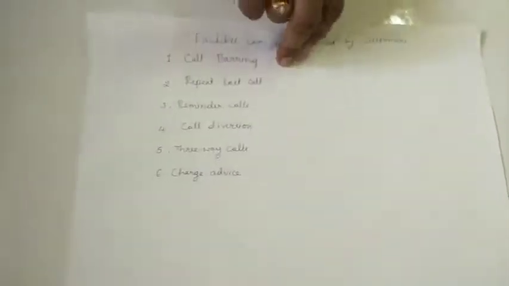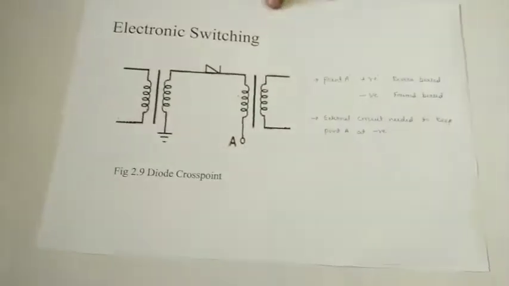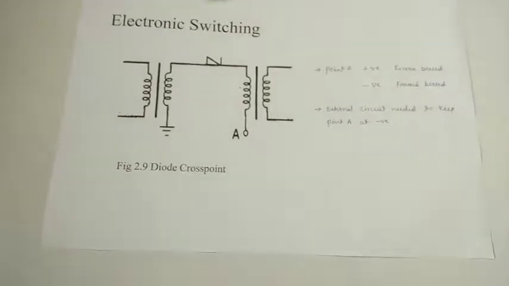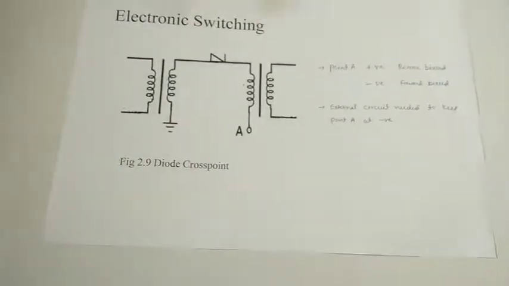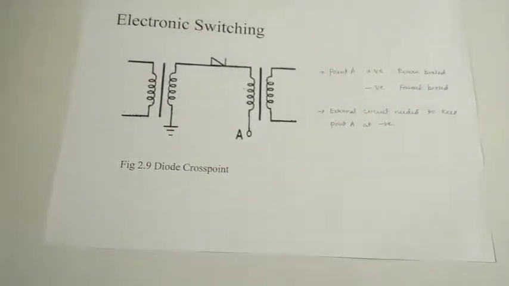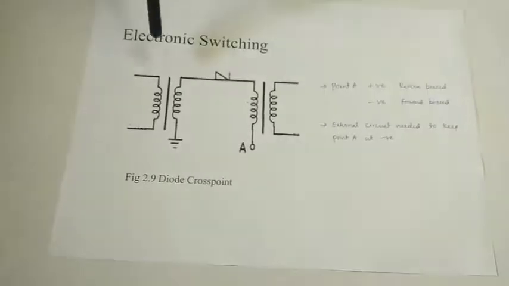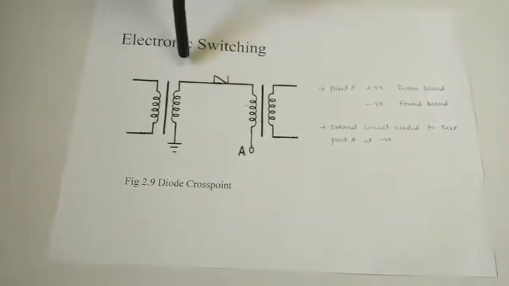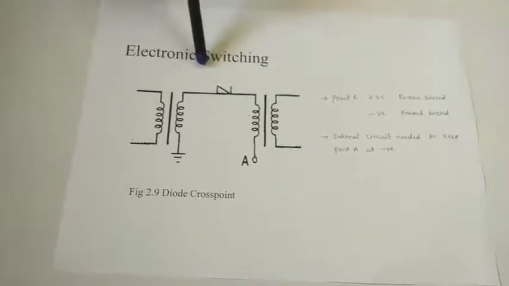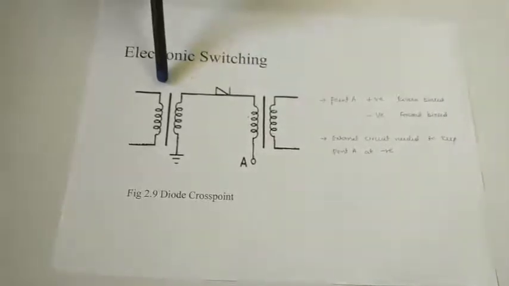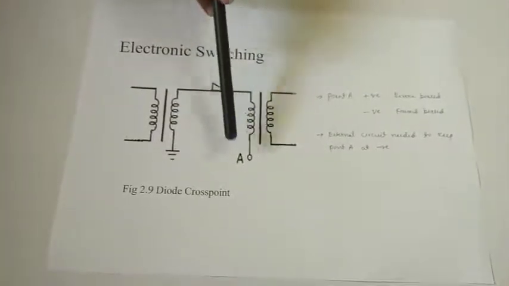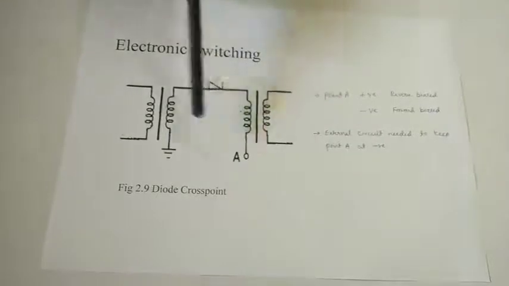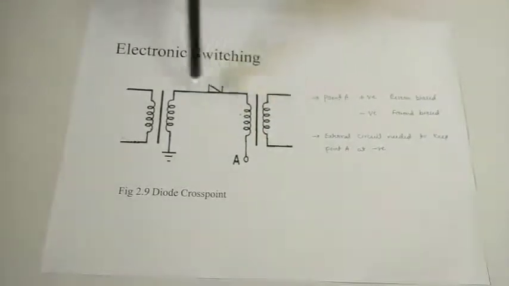We are moving from the electromechanical system to the electronic system. That is shown in the diagram: the electronic switch, which is renamed as the diode cross point. In the earlier crossbar system, each cross point was operated by a magnet, but those magnets are replaced by the diode cross point. Actually, it is not a diode; it is constructed using a transformer with one point grounded and the other point connected to A. Depending on the position of A, the communication line will be connected or disconnected.